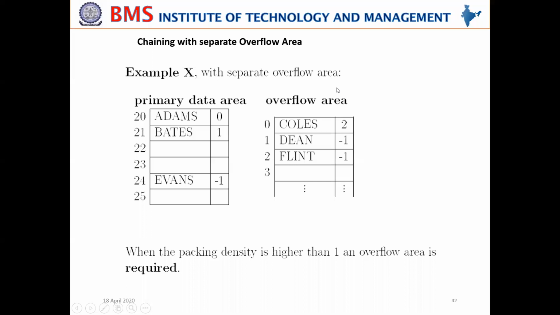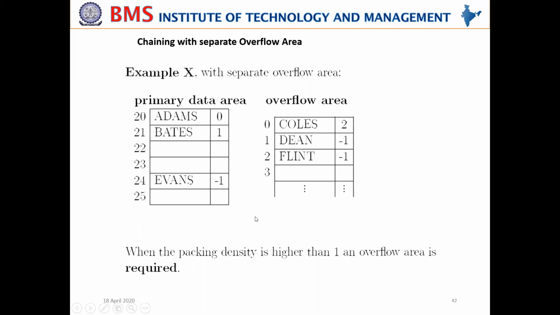You'll have a separate overflow area and a primary data area. The primary data area is where you'll be storing the records which exactly fit at their home addresses. The overflow area is the area where we will be storing the overflow records.